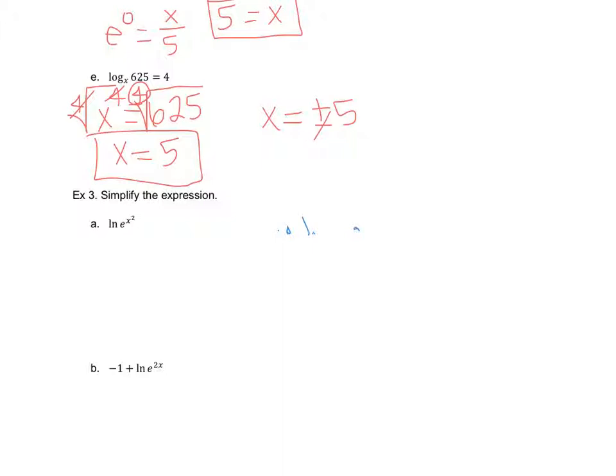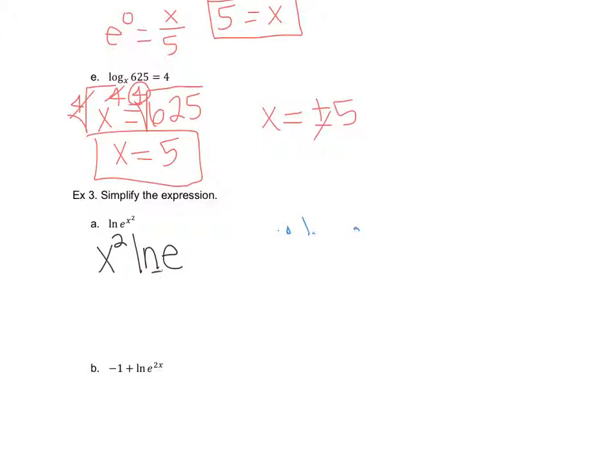Okay, so example 3 says simplify the expression. So what we're basically going to do is just use those log rules and our exponential rules that we had from last time, and we're going to use that just to simplify this expression down. So if you look here on part A, I know I can use my log rules to drop that x squared down in front. So that's exactly how I'm going to start my problem. I'm going to drop it down in front, and that's going to leave me with the ln of e.